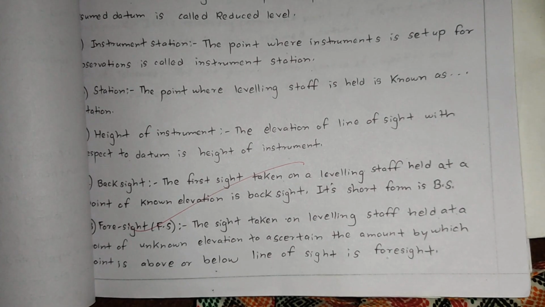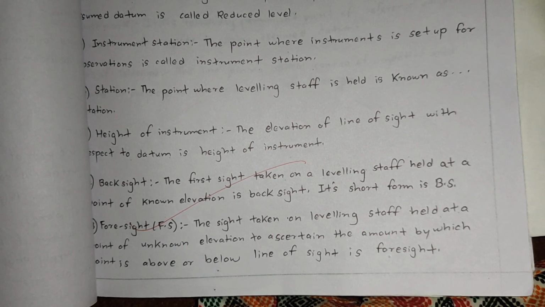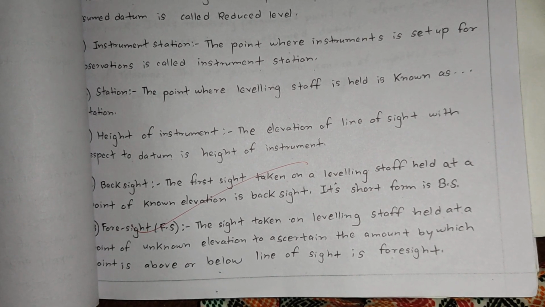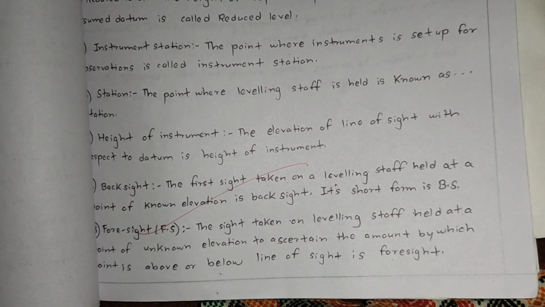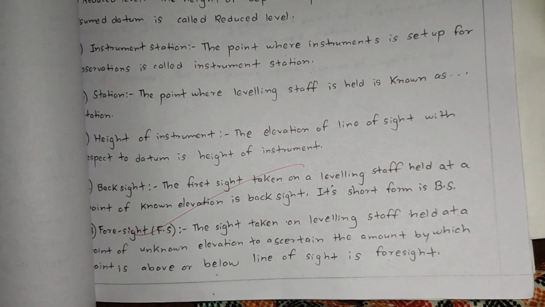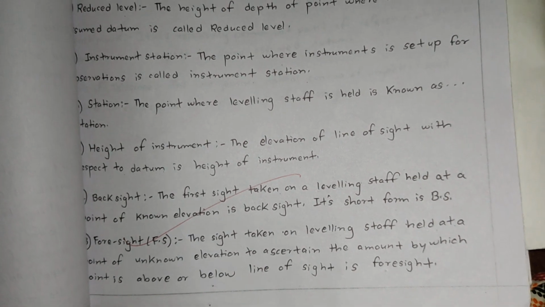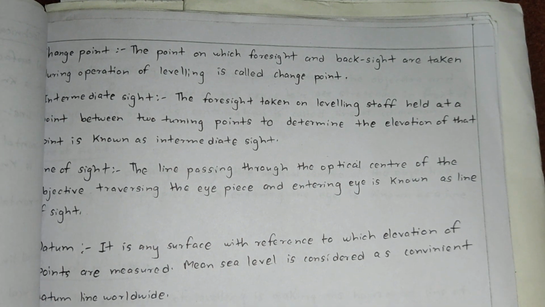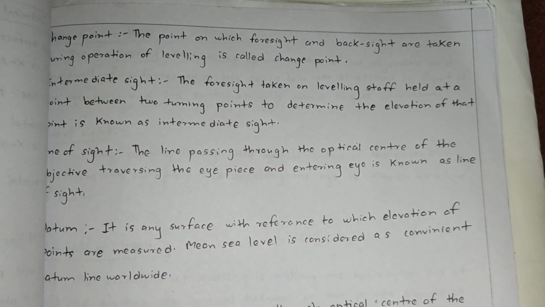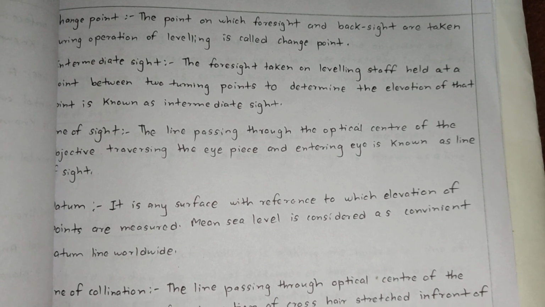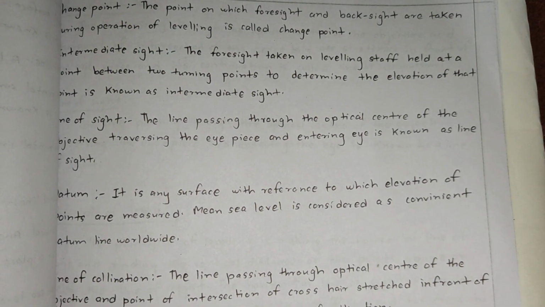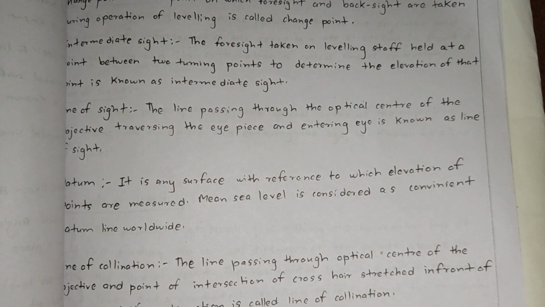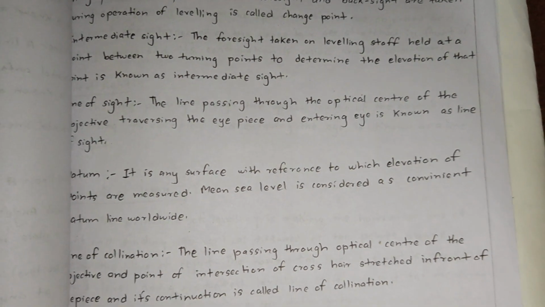Foresight, FS: the sight taken on a leveling staff held at a point of unknown elevation to ascertain the amount by which the point is above or below the line of sight is called foresight. Change point, CP: the point on which foresight and backsight are both taken during the operation of leveling is called change point. Intermediate sight: the foresight taken on a leveling staff held at a point between two turning points to determine the elevation of that point is known as intermediate sight.